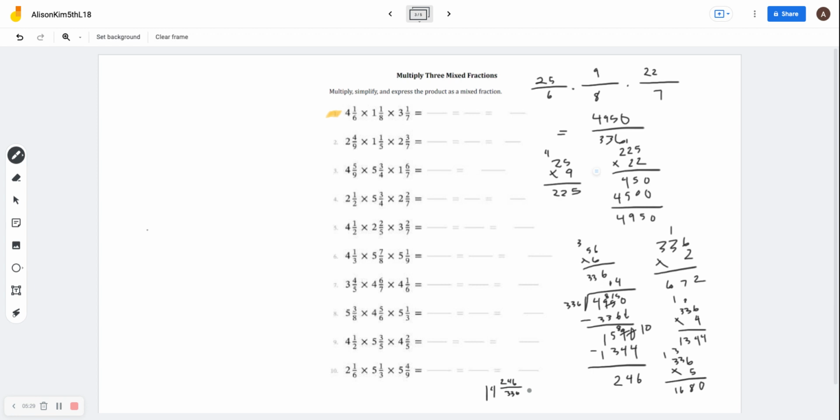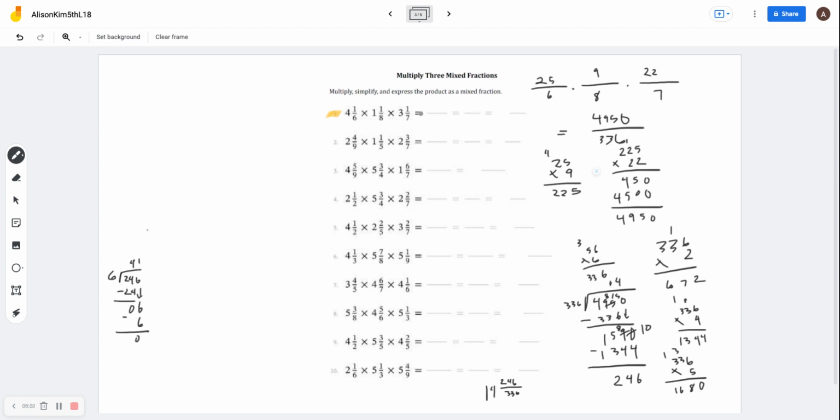So we're going to take out, I think the biggest number you can take out is a 6. So let's do 6 divided by 336. I'm sorry, 246. 6 can go into 24 4 times. Minus 24 is 0. Bring down the 6. 6 can go into 6 once. 6 minus 6 is 0.